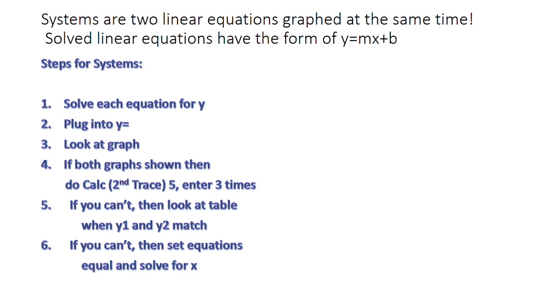So if it doesn't work, we're going to look at the table and see when y1 and y2 match. This doesn't always work. So if that doesn't work, we're going to have to set our equations equal to each other and solve for x. Okay, so that's the approach we're going to take for systems. Let's start with question number 1.